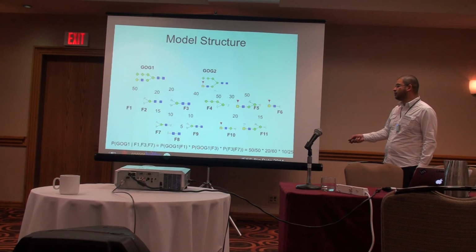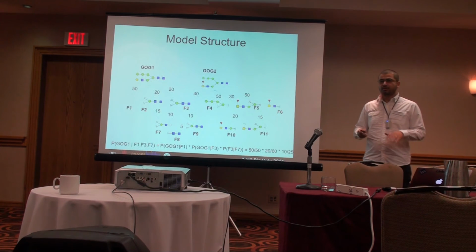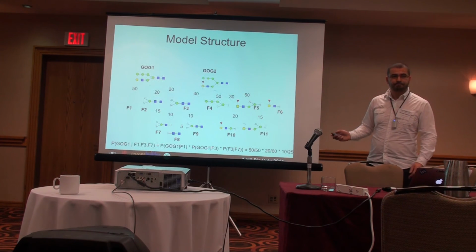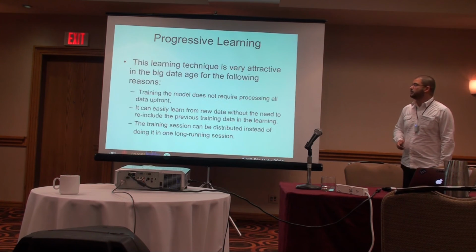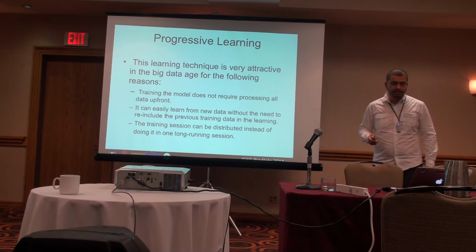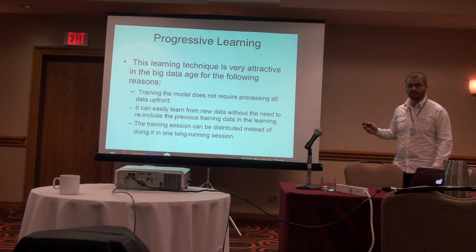But for GOG1 and F3, the edge has a 20, but F3 has two edges coming in, which totals 60, so it's 20 over 60. So that's how you calculate the probability. How we derive this equation is actually included in the paper. For the progressive learning, I have only about 3 minutes, so I have to run.